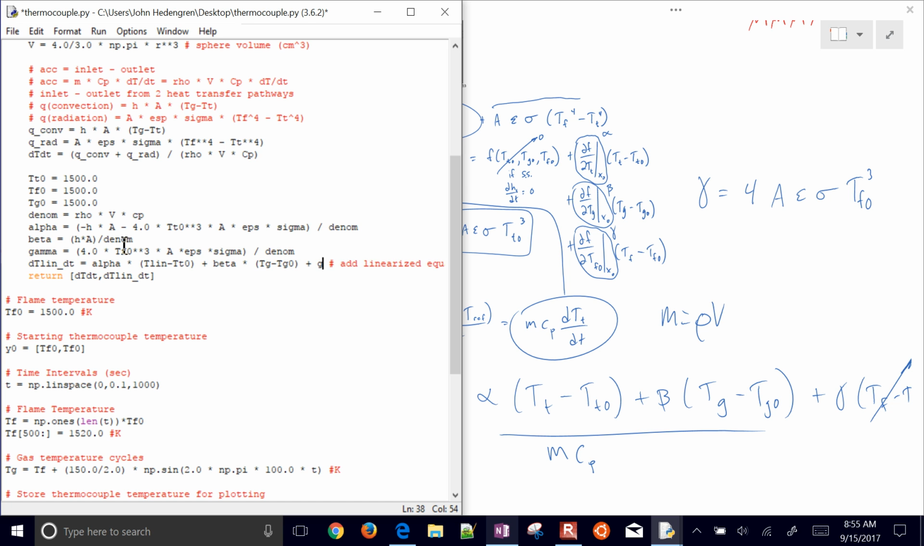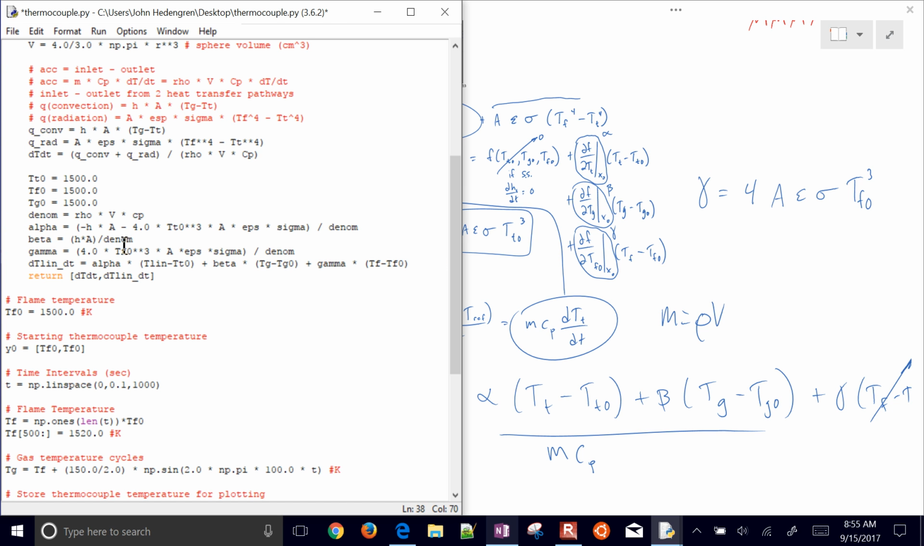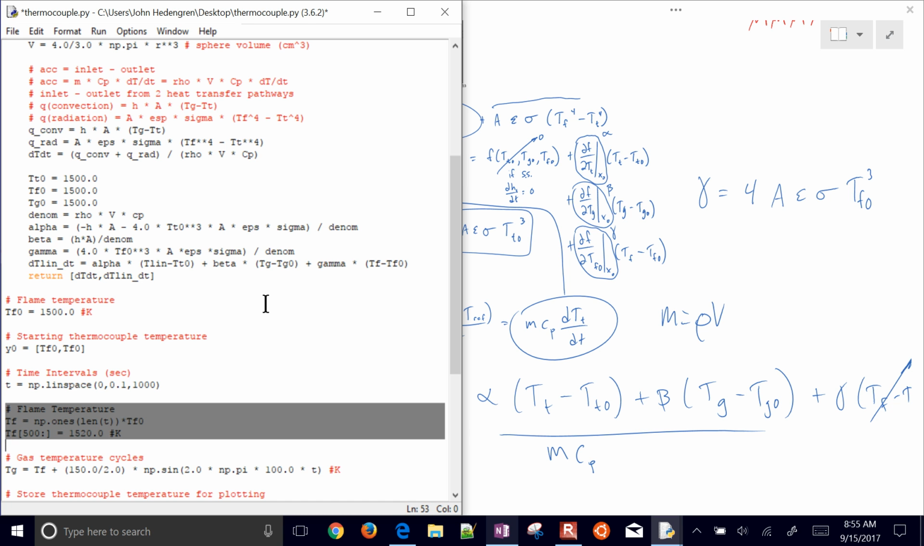And then add the gamma times flame temperature minus flame temperature naught. Okay, there I go. So I was trying to be lazy before, but then I realized that I needed to actually add that in. So we just added that additional term because we do have a step in the flame temperature right here. And we need to be able to have the linear equation understand what is the effect by that flame temperature. And so we just included that additional linear term there.